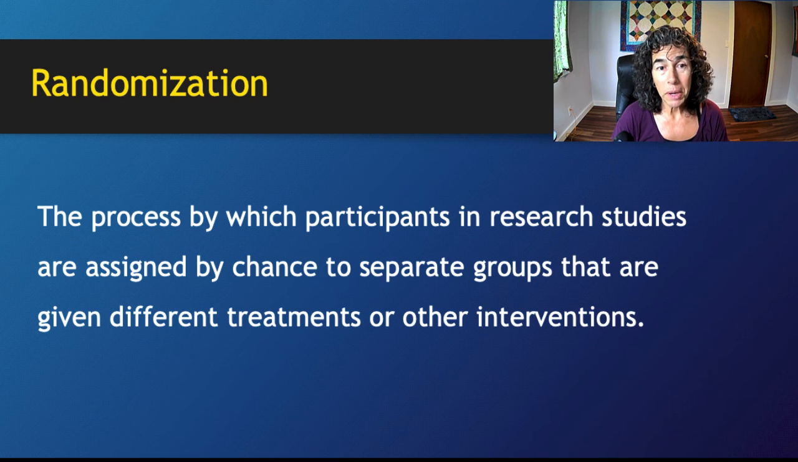Randomization, which we talked about a little earlier in a previous lecture, is the process by which participants in research studies are assigned by chance, right? So random, to separate groups, and then those groups are given different treatments or interventions. It can be achieved through a random number generator, a roll of a die, pulling names out of a hat, etc. But basically it gives every member of the sample an equal opportunity to be in either group in the study. And by doing that, we reduce the error.